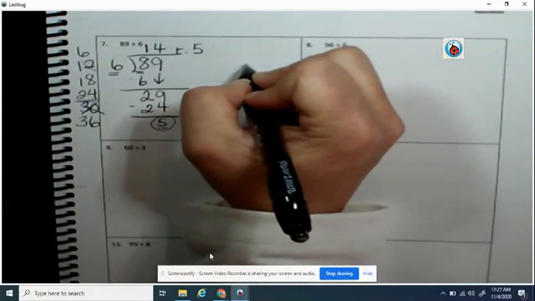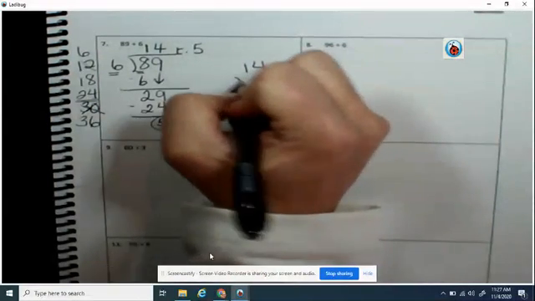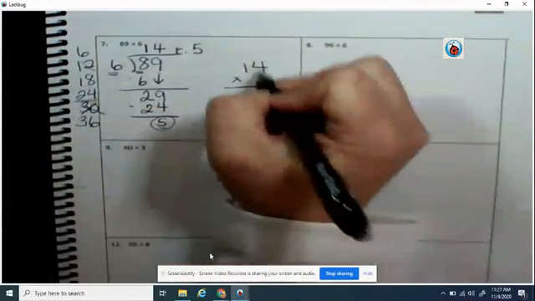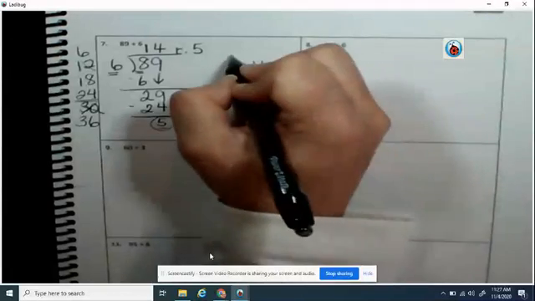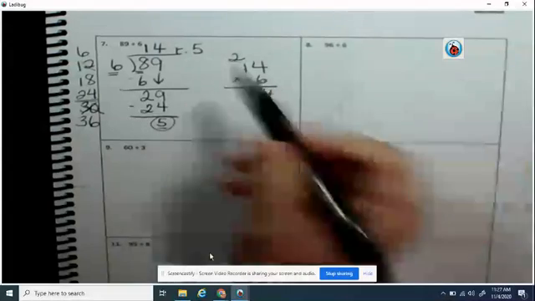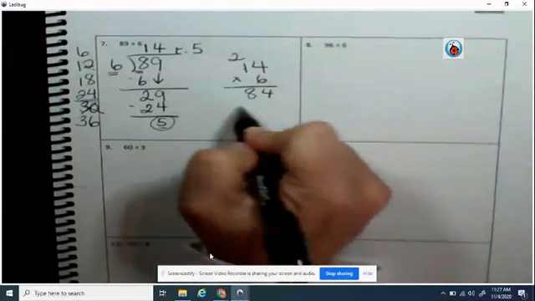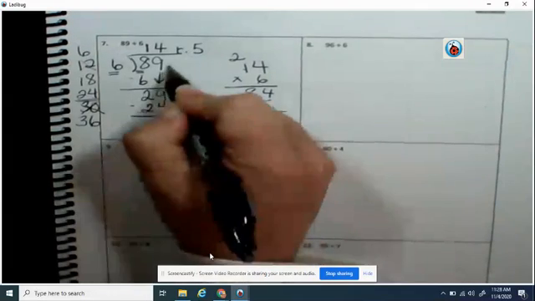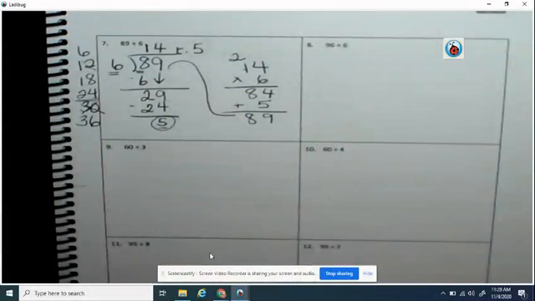Okay, so to double check myself, I'm going to do 14 times 6. That's my answer, times what I divided by, so 14 times 6. 4 times 6 is 24. 6 times 1 is 6, 7, 8. So I've got 84, but then I have this extra 5. That's my remainder that I need to add back on. So I've got 89. So I know I did it correctly. My answers are correct. So I can be confident that that is the correct answer.